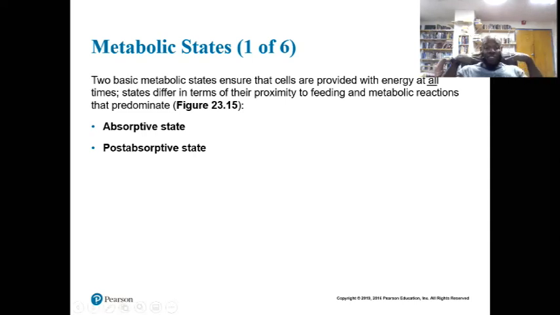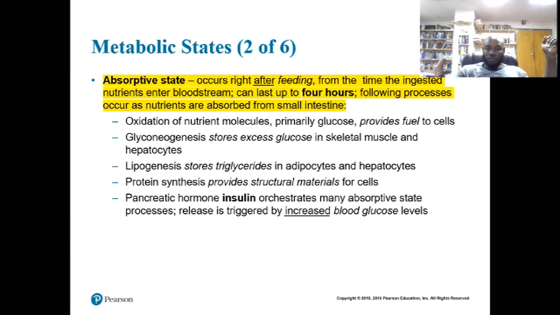The states differ in terms of their proximity to feeding and the metabolic reactions that predominate. So we have the absorptive state and the post-absorptive state. Think of absorption, when we're absorbing nutrients. So that's when we're eating. Post-absorptive state is when we're not. Absorptive state is right after we eat.